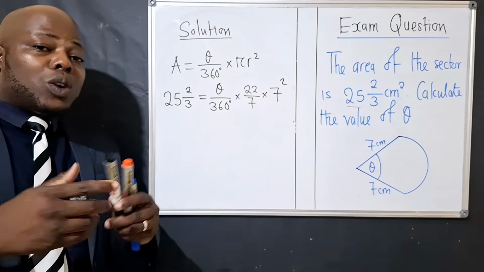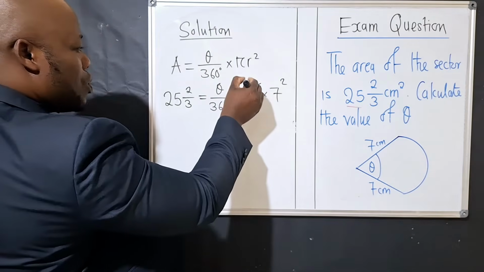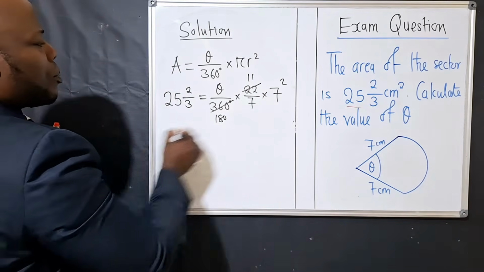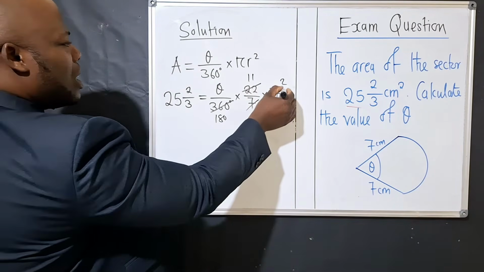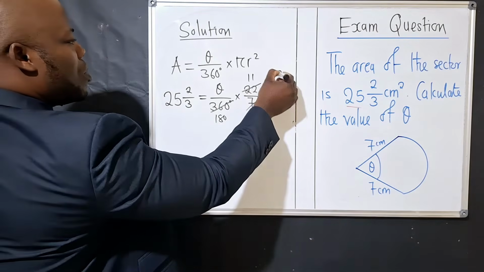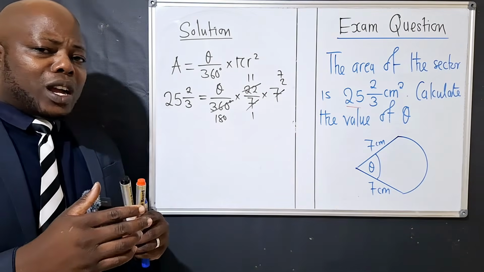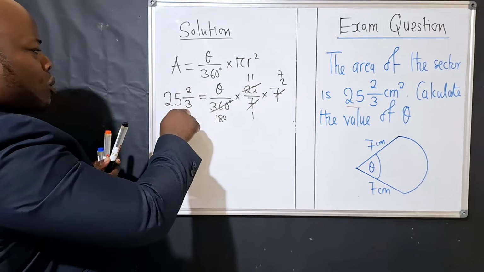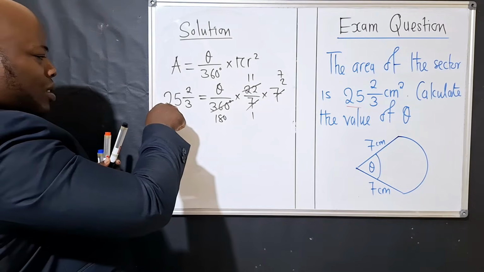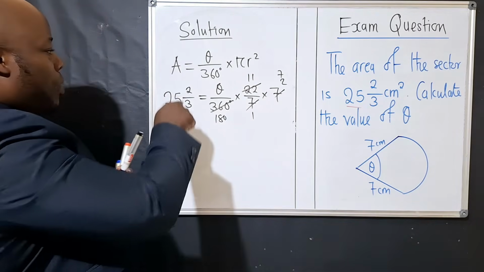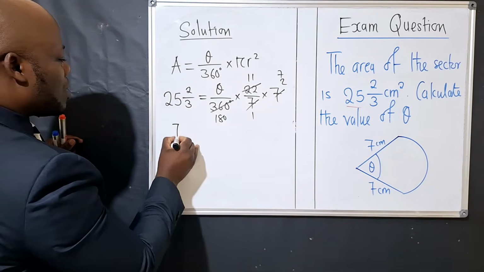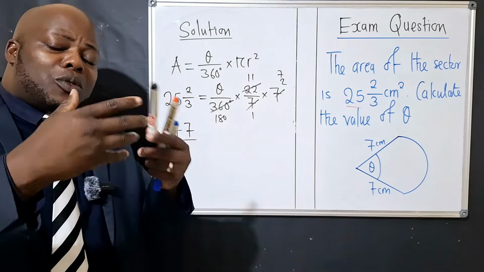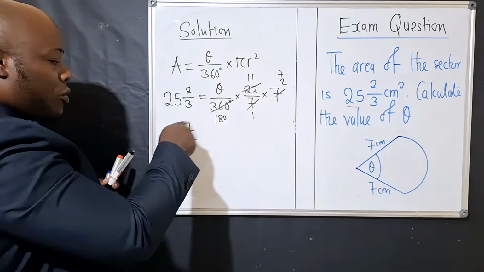So we can now cancel out things. 2 into 22 is 11. 2 into 360 is 180. And then 7 into 7 is 1. 7 into 7 squared, we remain with a 7. You can see what we've done. Now, look at this. We've got a mixed fraction here. So we can multiply this times this. It will give us 75, plus 2, it will give us 77 over 3. We just change the mixed fraction into an improper fraction.